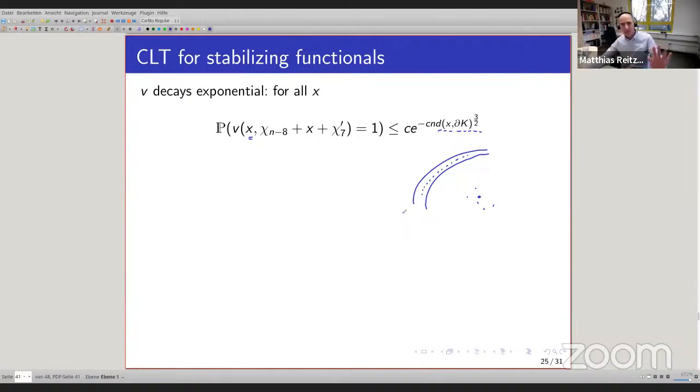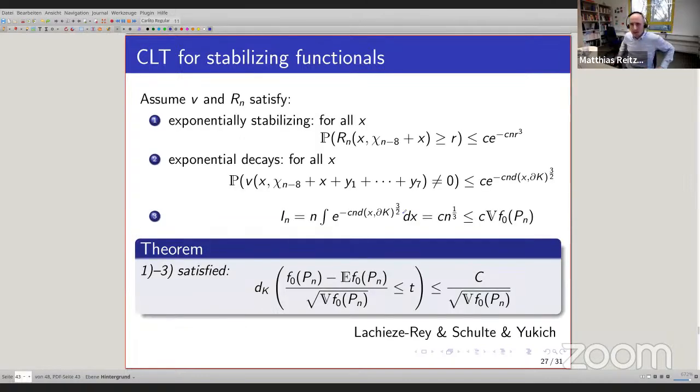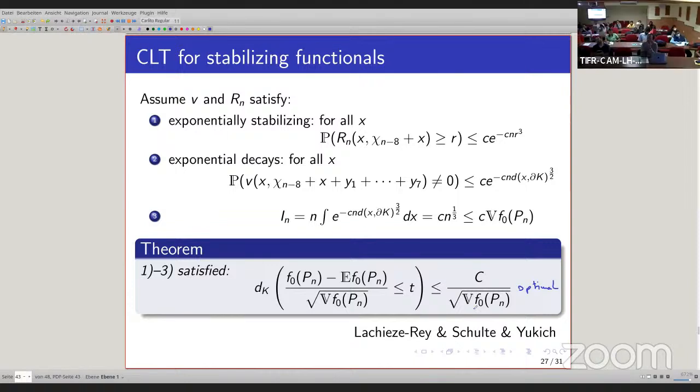There's a third ingredient, which is just a computation of a certain integral. And then at the very end, if you check these 3 points, then you get a central limit theorem. This is due to Reitzner, Matthias Schulte and Joe Jukic. And the nice thing about the CLT is that this is optimal here. A CLT in most cases is optimal if the error term with respect to Kolmogorov distance is a constant divided by the square root of the variance. So this is just a short glimpse on how CLTs can be proved in this setting.